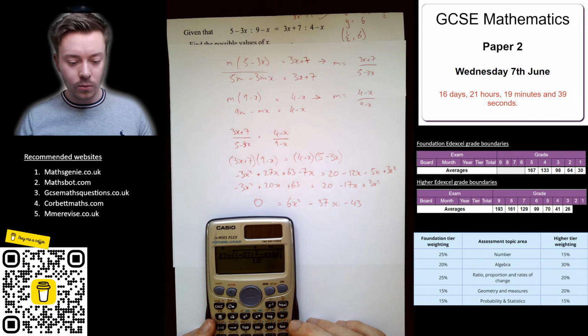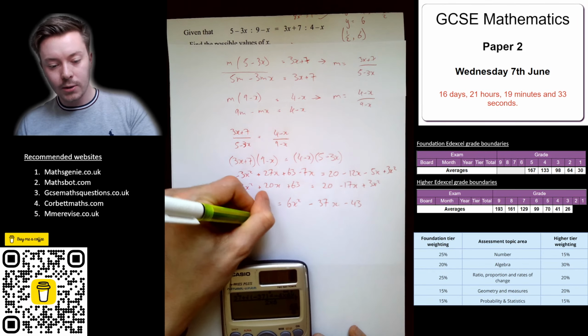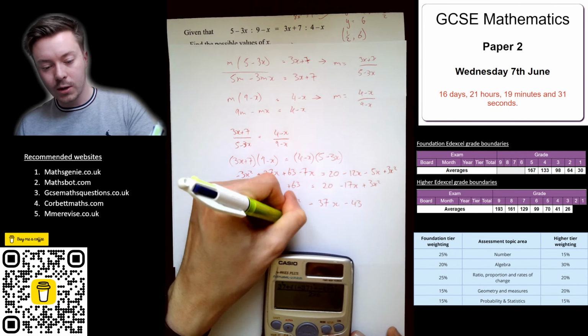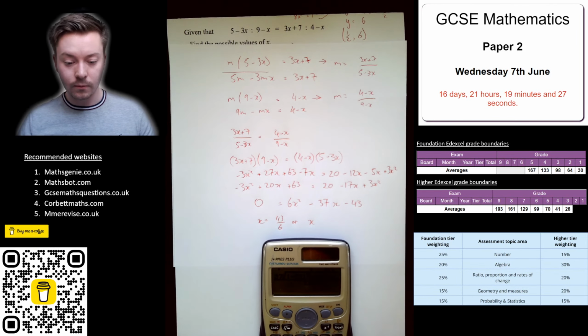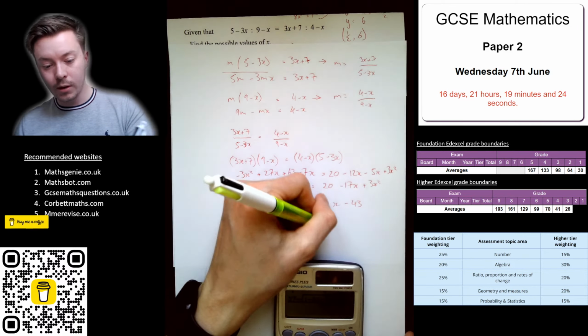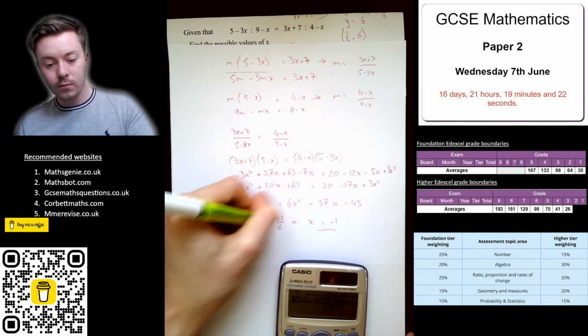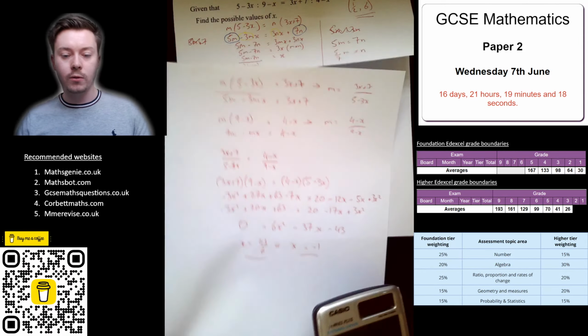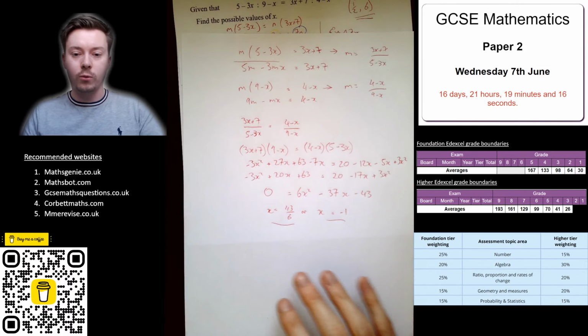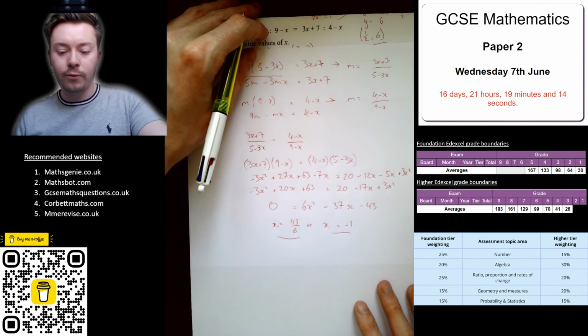So, I'll just do 2 times 6. Do that, and I get 43 over 6. So x is equal to 43 over 6, or x is equal to minus 1. Okay, now on the question, it says find the possible values of x. Now minus 1 is a pretty straightforward value, so that's fine. The other one, 43 over 6.